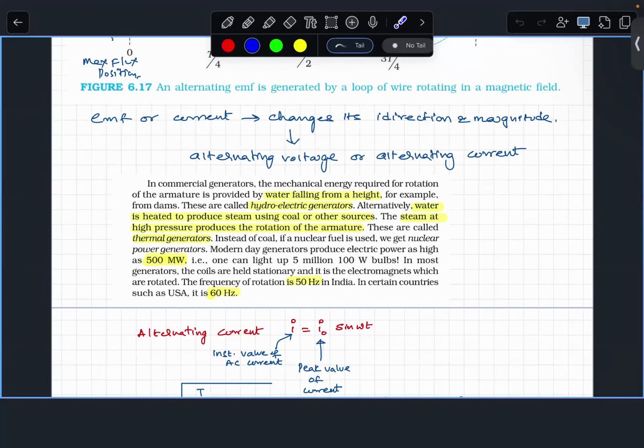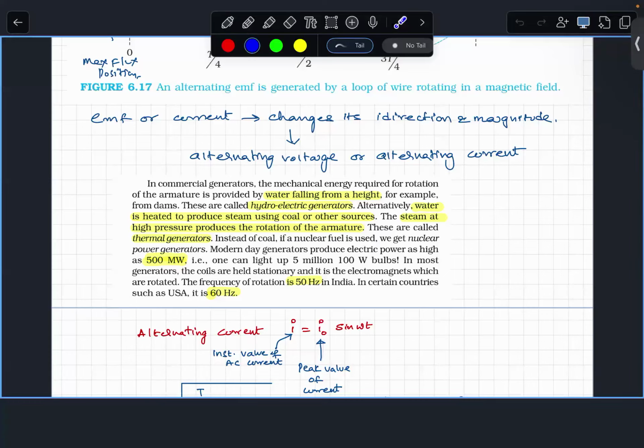So what is happening in an alternating EMF or alternating current? AC does not mean only alternating current, not necessarily alternating current, even alternating voltage also.